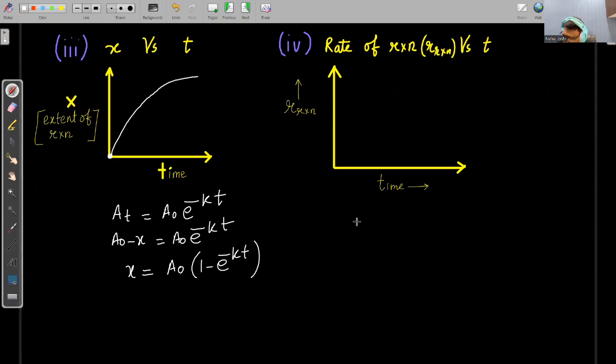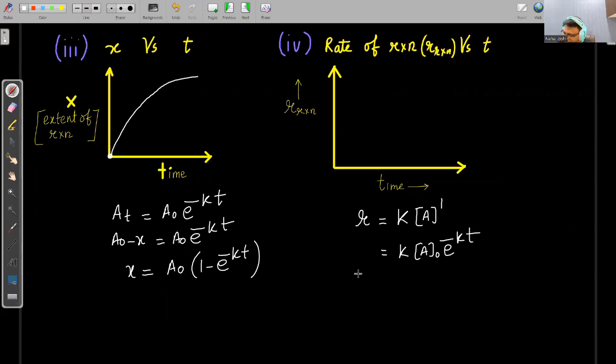And the last graph is also important because we are saying rate of reaction is equal to rate constant of reaction times concentration of A to the power order, which is 1. Now we are discussing rate of reaction versus time. Already we have discussed that At is equal to A0 e^(−k·t).